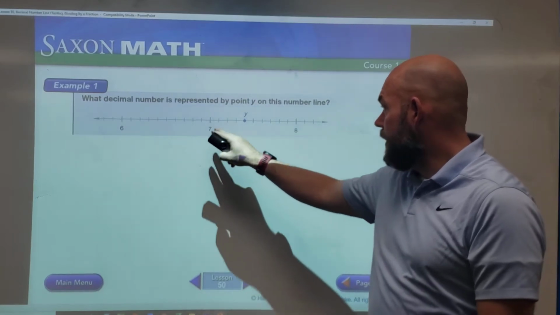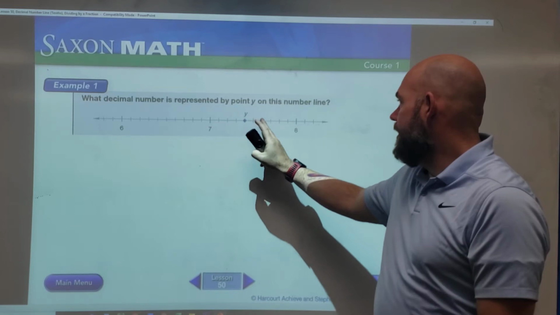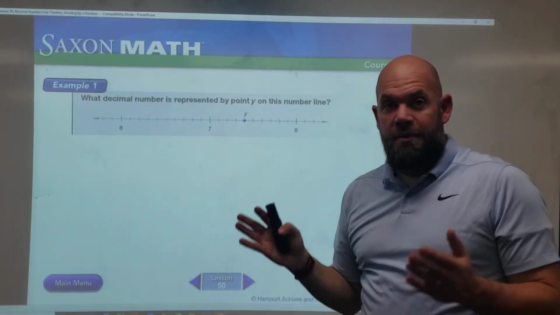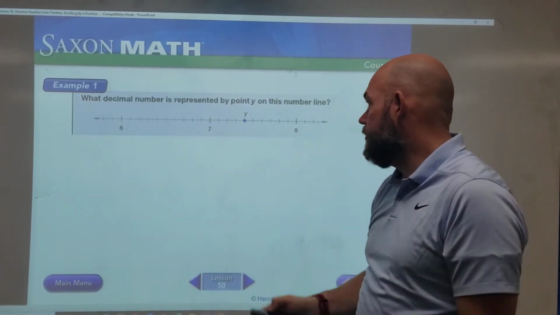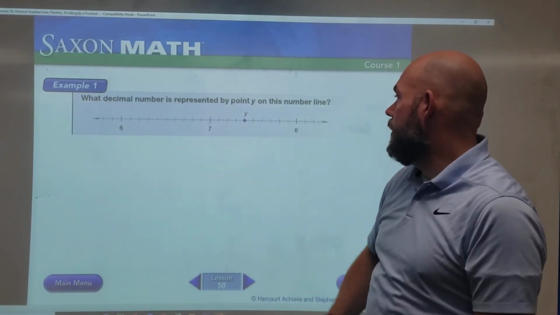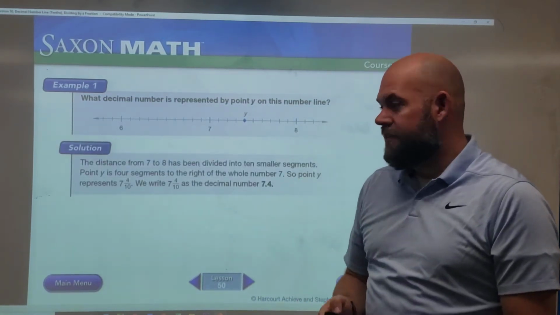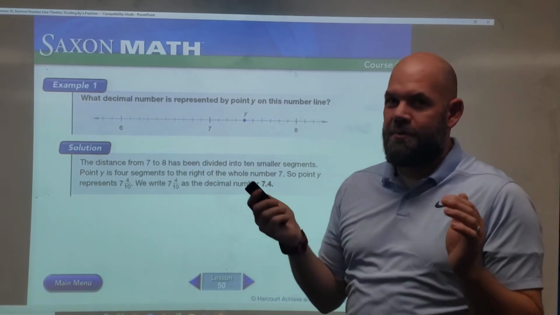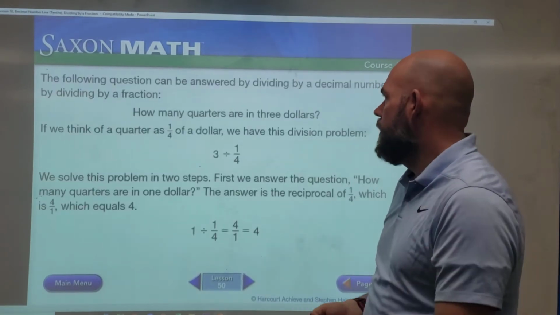So on this number line, we're again going to count how many segments. 1, 2, 3, 4, 5, 6, 7, 8, 9, 10. So it's 4 tenths. If it's tenths, that's easy to change to a decimal. 4 tenths is 0.4, so it's just going to be 7.4 is where y is at, okay? So point y represents 7 and 4 tenths, or 7.4. This might be a little trickier if it was in segments of 5 or something like that, but when it's in tenths, it's really easy.